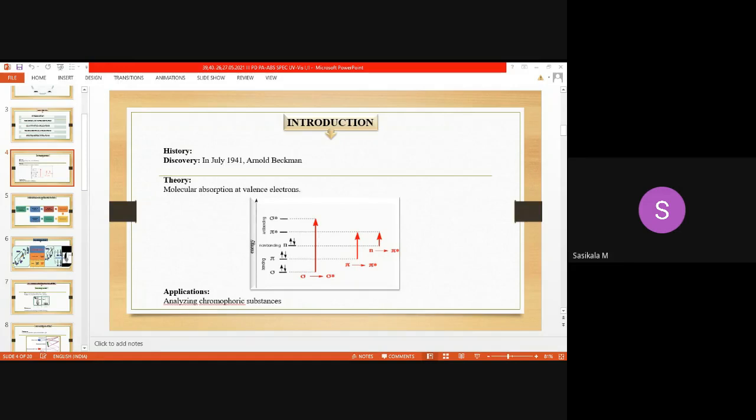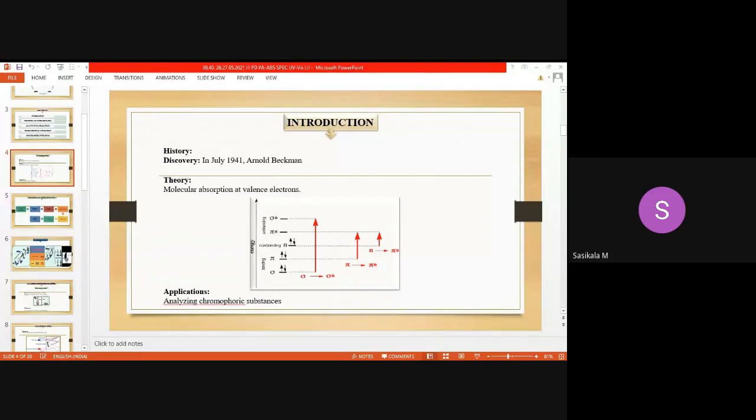Instrumentation is of two types, single beam and double beam. In single beam, it is divided into two based on cost: monochromators, filters, and spectrophotometers. In double beam, spectrophotometers.